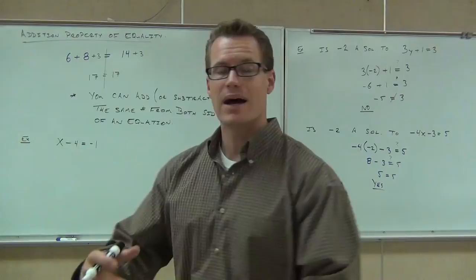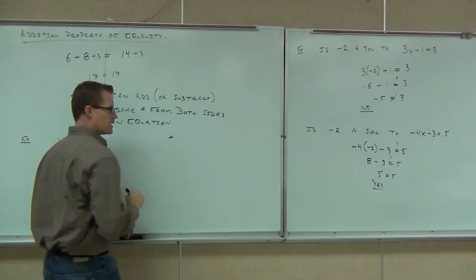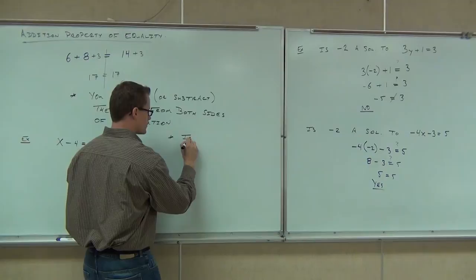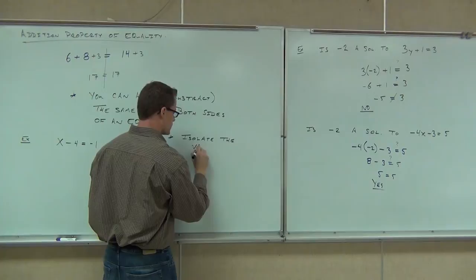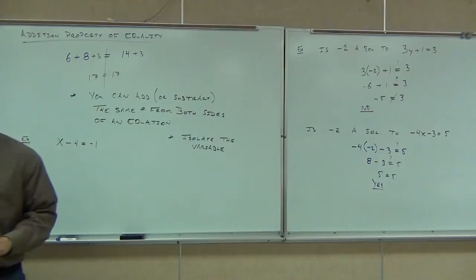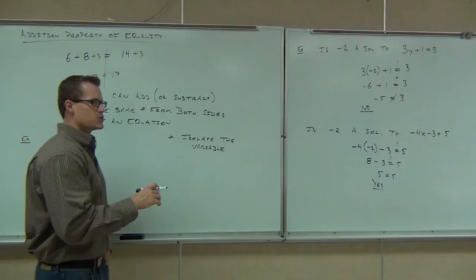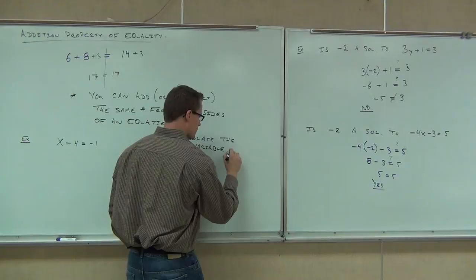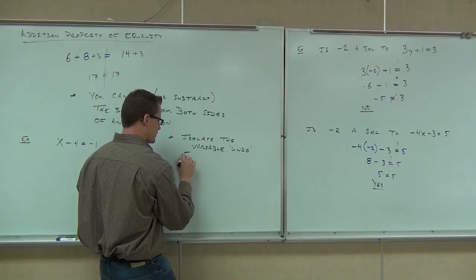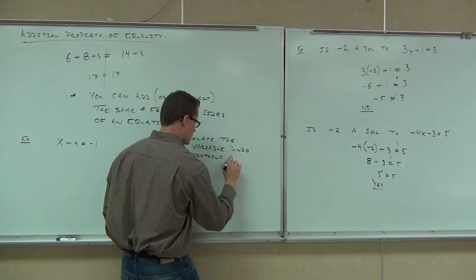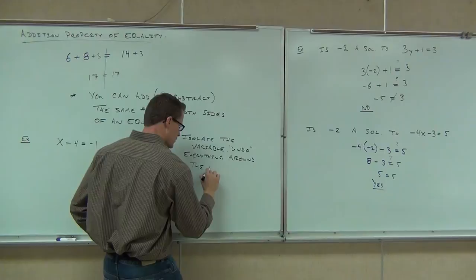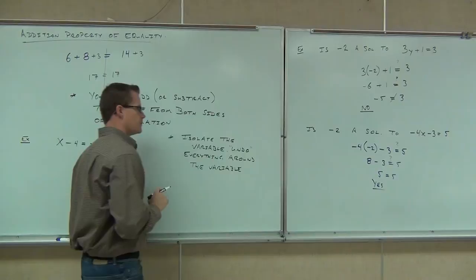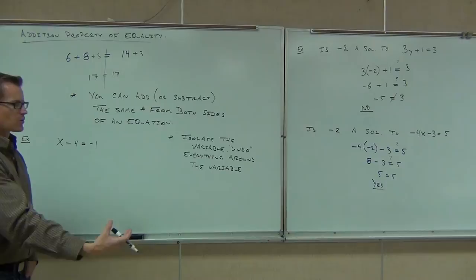So our idea here is to isolate. Isolate means get by itself. Isolate the variable. That means you're going to undo everything around that variable. Isolate the variable, that means we're going to undo everything around it. Let's look back at our equation.